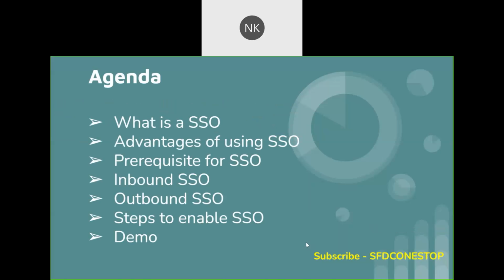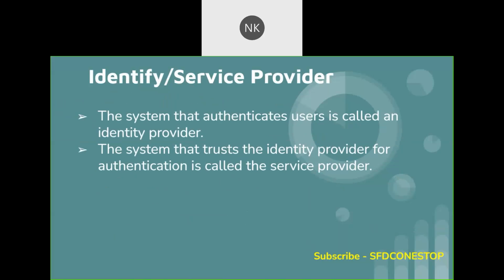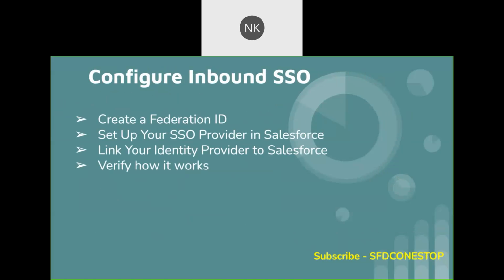So now let's understand the various steps required for the SSO implementation. These are the various steps that are required. Prior to that, we also have to ensure that my domain is configured, so I will walk you through that as well. These are the steps required to configure the inbound single sign-on. Step 1 is to create a federation ID. Step 2, you will have to set up your SSO provider in Salesforce. Then as step 3, you have to link your identity provider to Salesforce, and then we will verify how it works altogether.